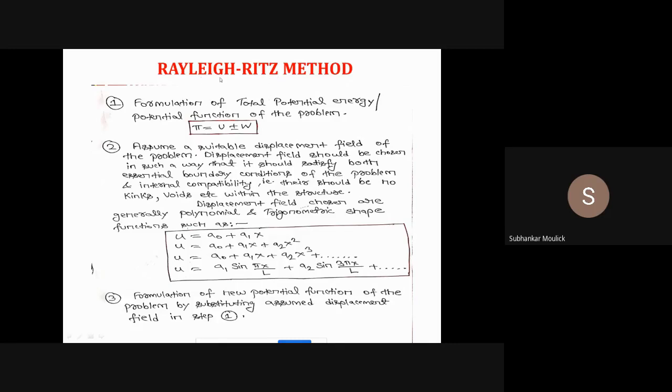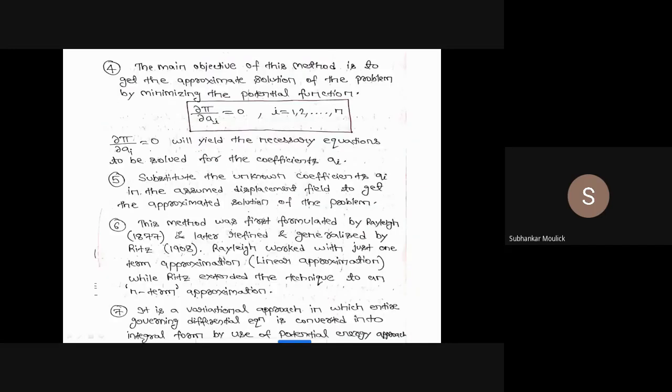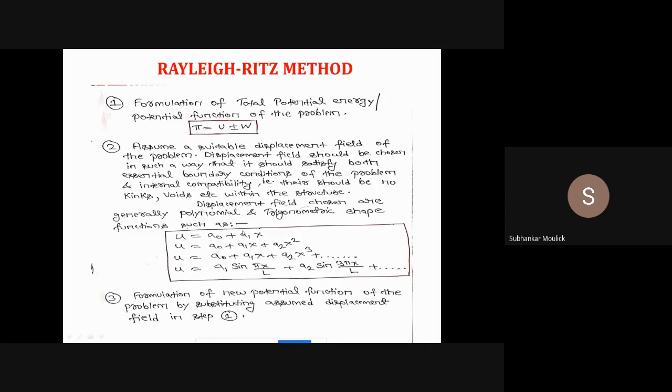Now, why is this method known as the Rayleigh-Ritz method? Rayleigh and Ritz were two scientists. This method was first formulated by Rayleigh in 1877, and later on it was refined and generalized by Ritz in 1908. Rayleigh worked with just one term approximation, that is linear approximation. Initially, when Rayleigh introduced this method, we could take only a linear approximated displacement function of the form u is equal to a naught plus a1x.